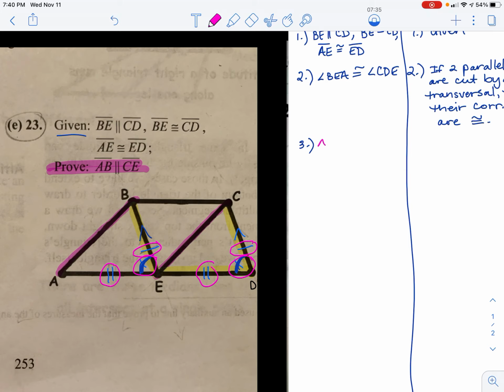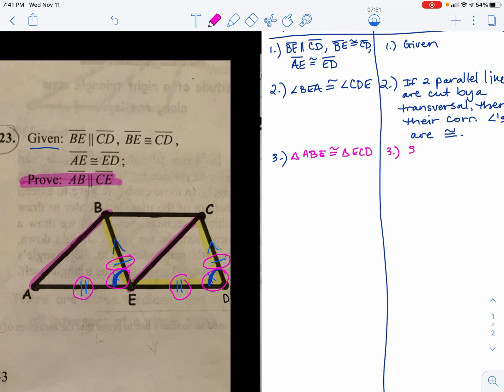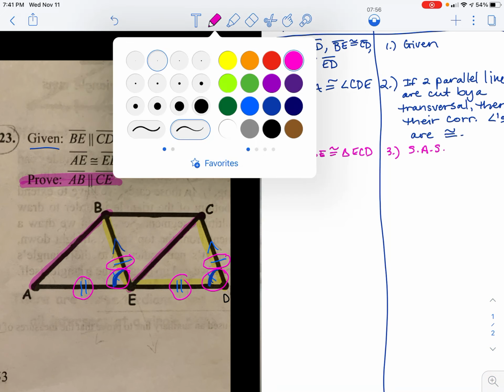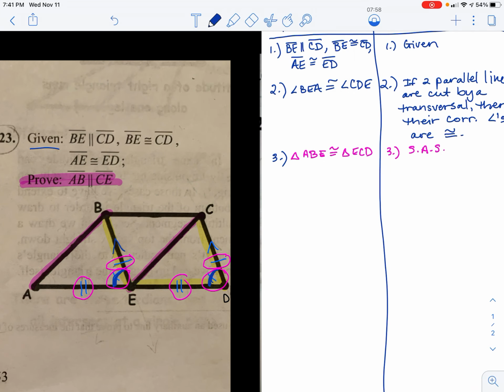So let's go ahead and list that. Triangle ABE is congruent to triangle ECD. And why is that? Because of side, angle, side. Remember, we can just use the shortcut name. Once we've proven it and we can see it, we can just list the shortcut name there.